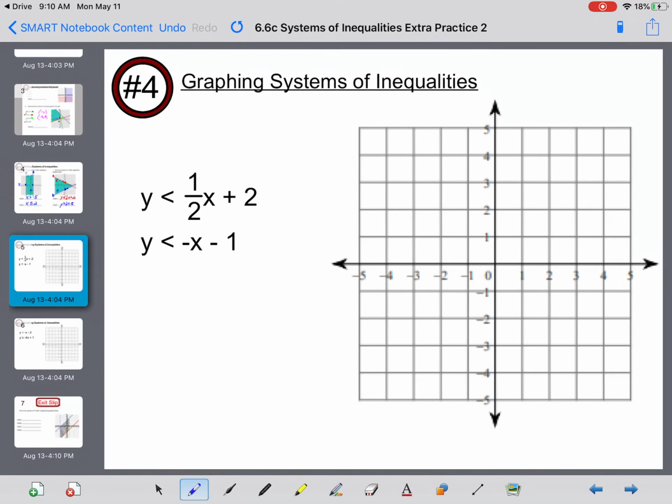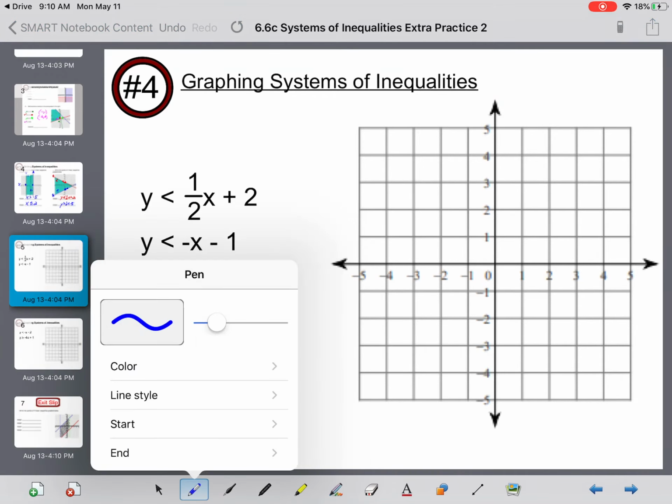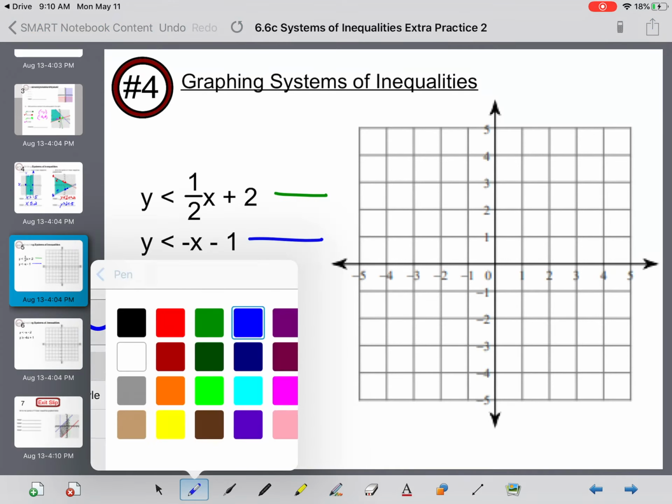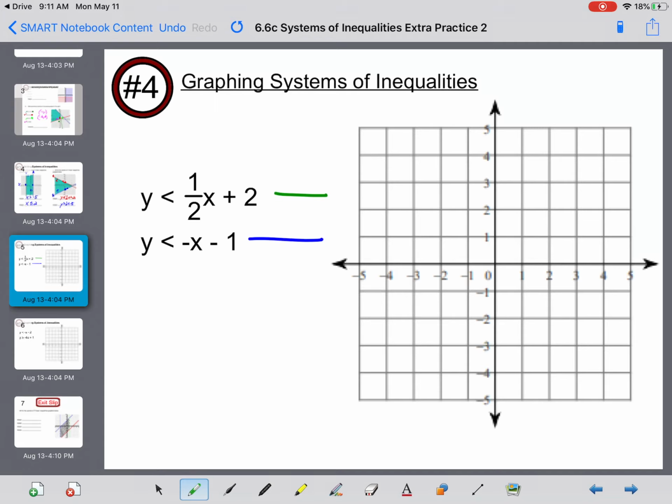All right, for the next two, number 4 and number 5, we're just going to finish up with some reinforcement on graphing systems of inequalities. So this is exactly what we've been doing the last couple lessons. Do one in green and one in blue. So y is less than 1/2 x plus 2. Remember, you have your m and your b values. B value, +2. My slope is up 1, right 2 every time. Follow that pattern. Then continue down and to the left.